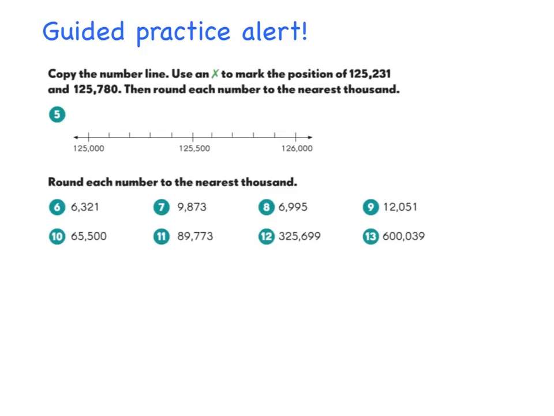Let's have you try a few more of these problems on your own. Please record these in your homework notebook. The first asks you to use a number line to mark the position of the numbers. Just make your best estimate as to where it would go. And then round each number, 125,231 and 125,780, to the nearest thousand. Numbers 6 through 13, simply round each number to the nearest thousand. Press pause and move on when you are ready.